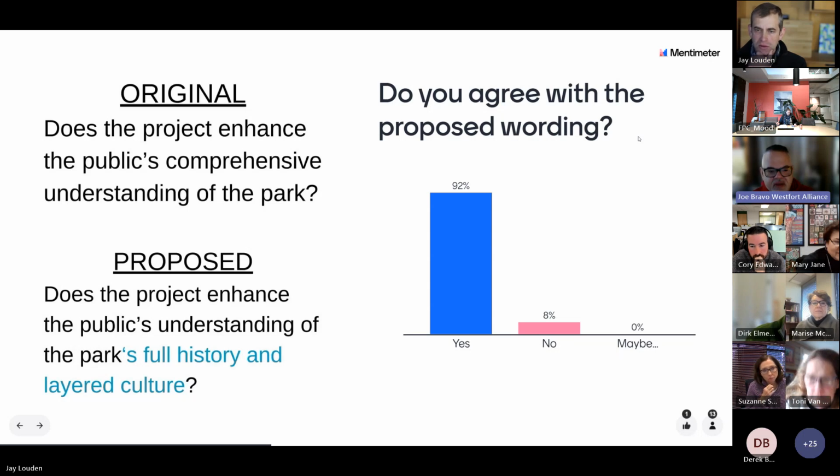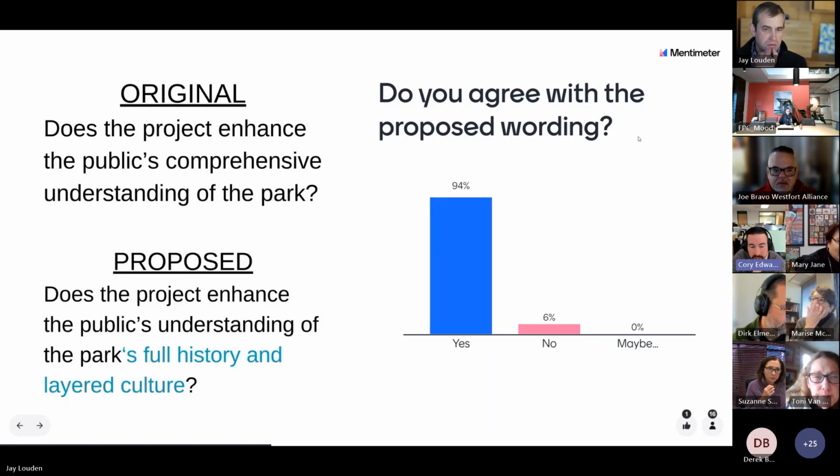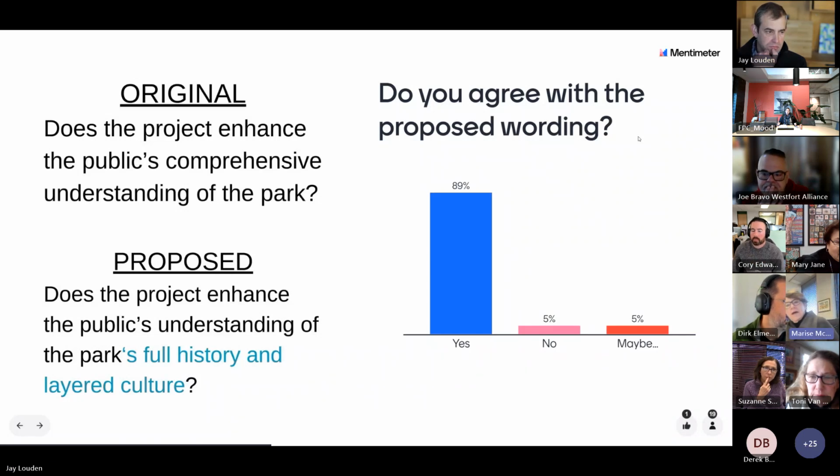Joe? It goes back to public understanding for me on layered culture. I don't think they'll know what they're voting on or discussing. Why does it have to be layered? I think we're just trying to unpack the word comprehensive, meaning that it's multiple things to multiple people. And so there might be things that are not obvious to the general public that should be respected as part of a project. Maurice, did you want to add? You're on mute, Maurice. Sorry.